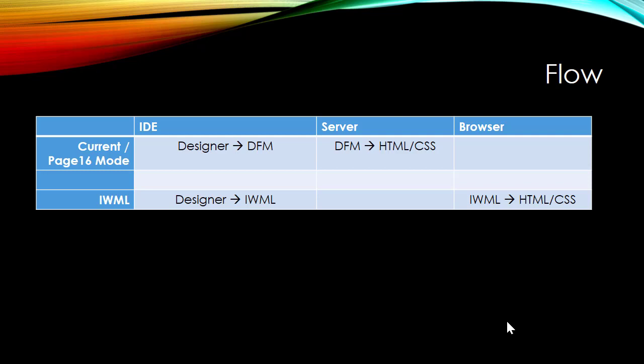In IntraWeb 17, you can still do that in the legacy mode, or what we call page 16 mode, so your existing code will run just fine. But if you want to start to use the IWML features, you can mix and match these in the same application. The difference is the designer will write to an IWML file, as I just showed you.